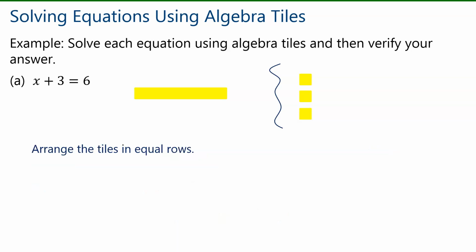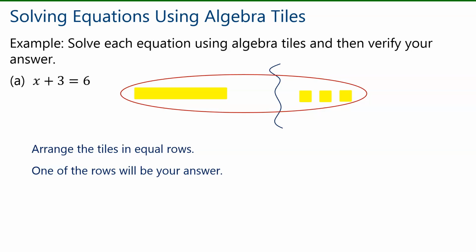So your next step is to arrange the tiles in equal rows. So that would look like this, where everything is in one row. So one of the rows, in this case we only have 1 row, but in some cases you would have multiple rows. So one of the rows that you have will be the answer. So now what do we have here? On the left we have x, and on the right we have 3. So x equals 3 is the answer.